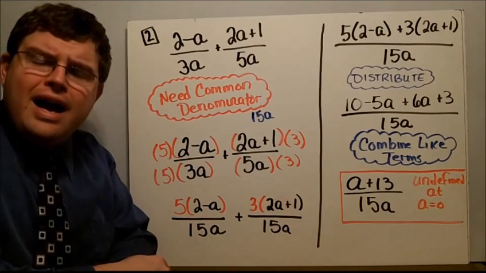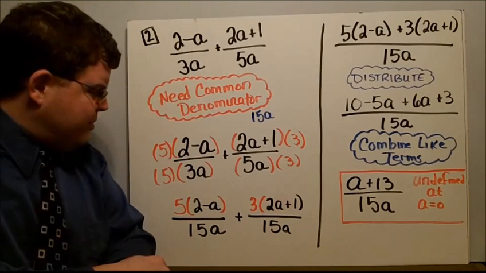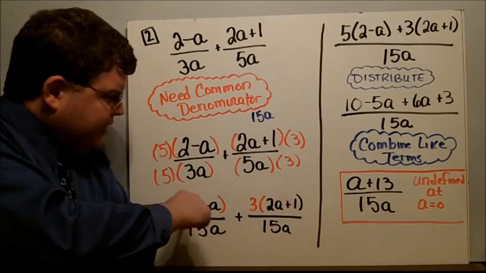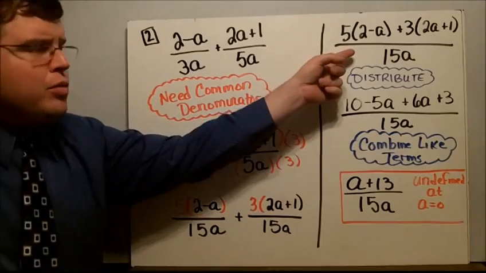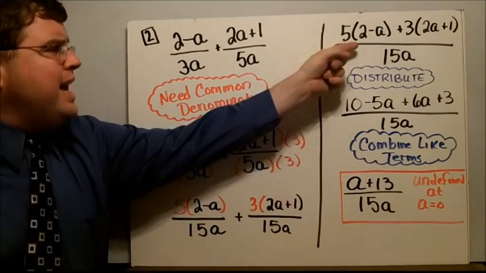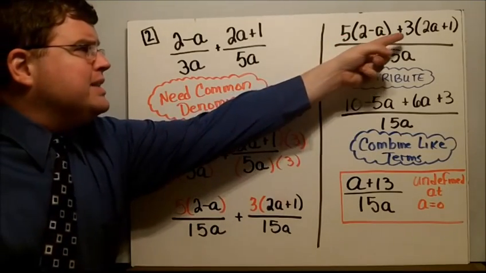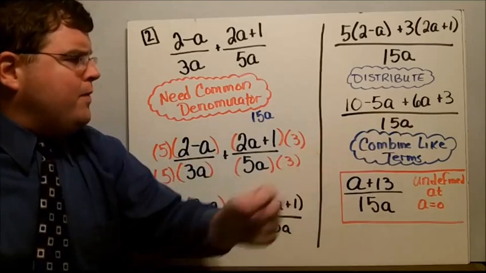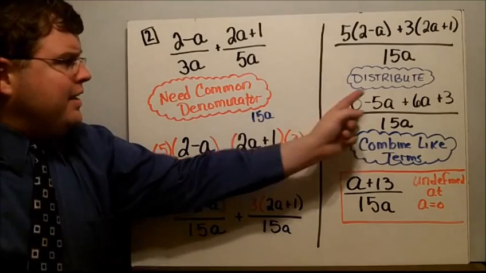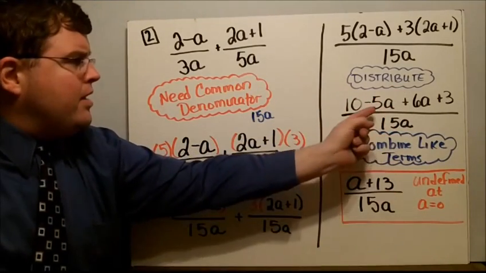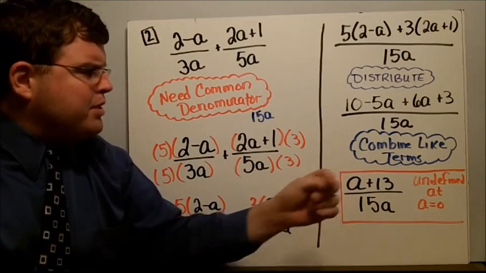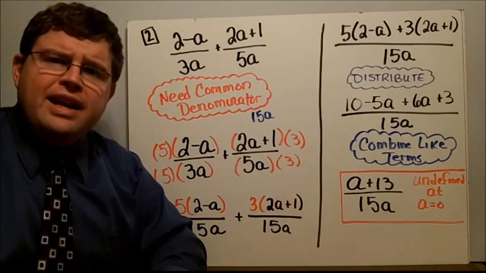At the top, I have to go ahead and do some distributing and moving things together. So I now have common denominators. I can write them as one fraction, and I have to use the distributive property. This is 10 minus 5a plus 6a plus 3 over 15a. Now I combine my like terms. 10 and 3 is 13. Negative 5a and 6a is 1a. So I have (a plus 13) over 15a.